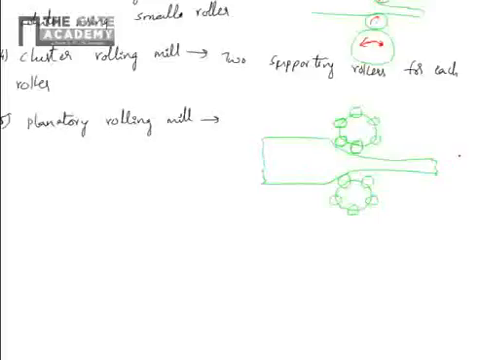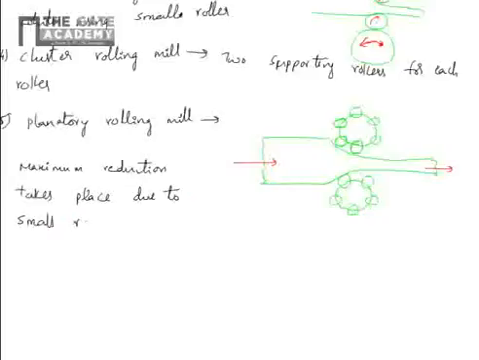So the smaller rollers, these are called cluster rolling mill. Maximum reduction takes place due to the small size of the rollers.